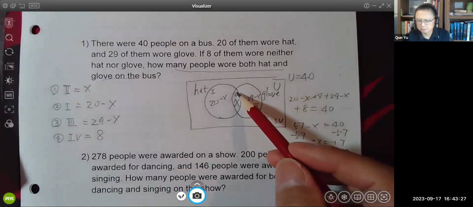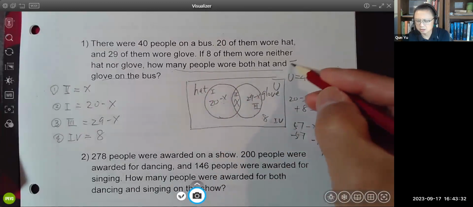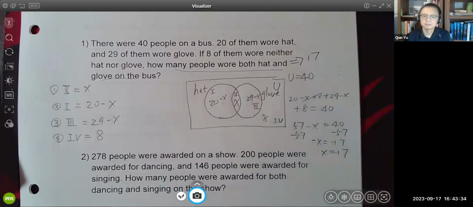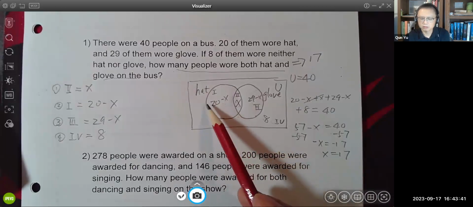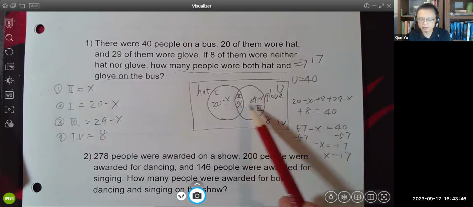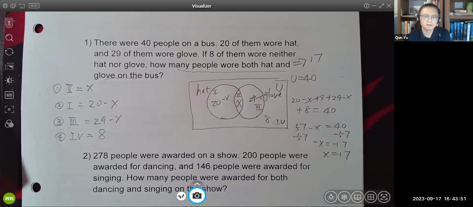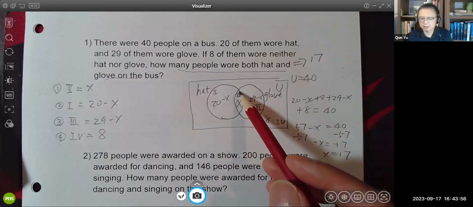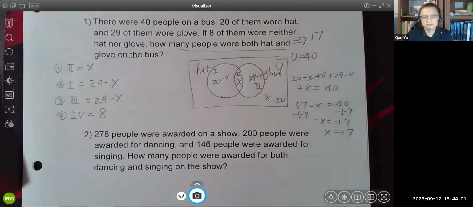X represents people who were both, right? So this is a question. So this answer is 17. Now the most important part through this example is that you need to be able to go through this process, set up a correct Venn diagram with data in different regions, and then you use the equation to solve the unknown if there's any unknown in it. Okay, so basically this is the example that we solve for the overlapped region. Now let's look at our next example.